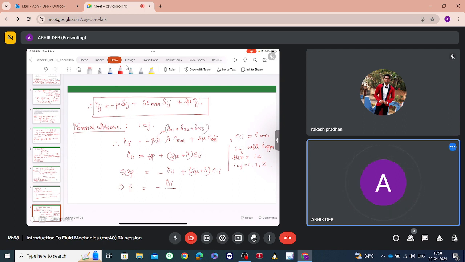Okay, so this will come, and delta will become equal to what? This is equal to 1 plus 1 plus 1, that is 3, right? That is why this 3 is coming, by 3 plus 2 mu by 3 plus lambda by 3 EII. This is just a normal stress, EII. Okay, and this P is the thermodynamic pressure.